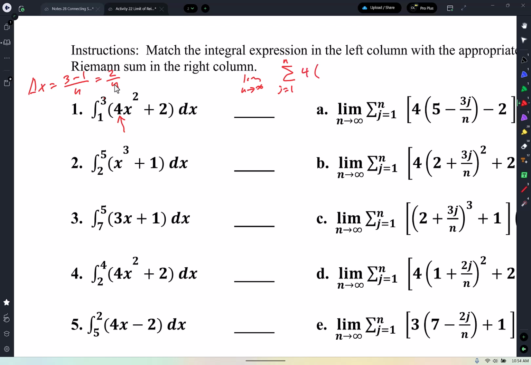4 parenthesis 1 plus, oh man, am I going too fast? Maybe I should have done that on the side. 4 open, close, plus 2, and then close, close, 2 over n.